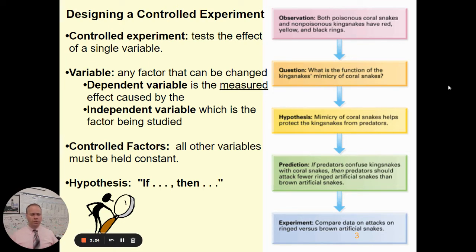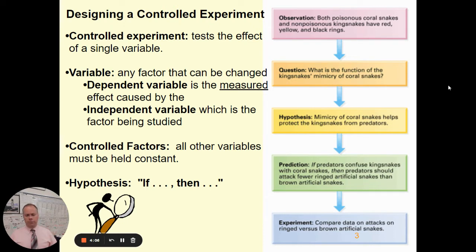So if we're thinking about scientific inquiry, we start with an observation that both poisonous coral snakes and non-poisonous king snakes have the same color rings. That's an observation. So we may ask a question: what's the function of the king snake having the same colors as a coral snake? That's a question we're asking. So we can come up with a hypothesis. The hypothesis might be that this mimicry of the coral snake helps the king snake avoid predators. That's a hypothesis that we can test in an experiment.